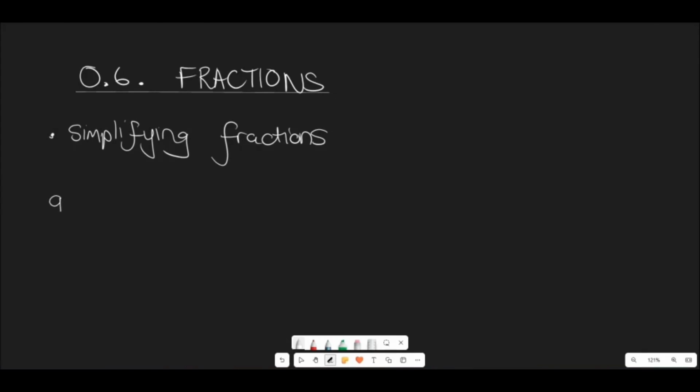And simplifying fractions, let's say we have an example that says x squared minus x minus 6 divided by x squared minus 7x plus 12, right? When we get such a fraction, they'll just tell us to simplify it, of course, right?